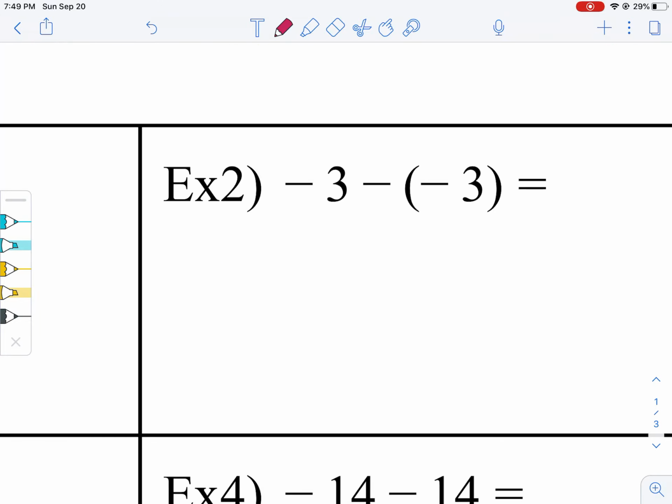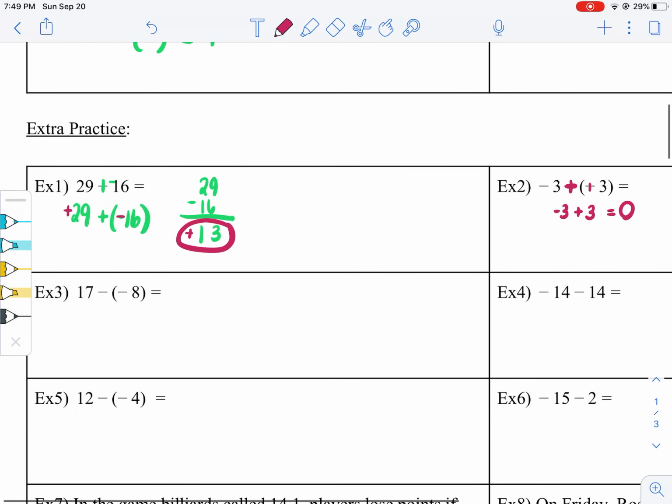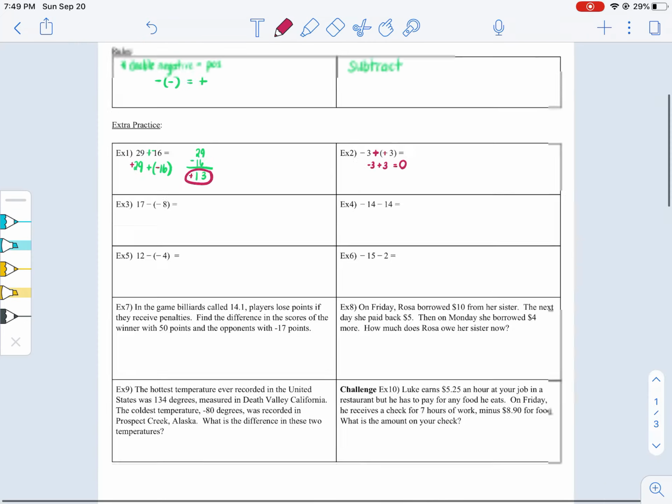That will also work here with our double negatives. We are subtracting a negative. We are taking a negative and subtracting a negative. So we can add the opposite by changing the subtraction sign to an addition sign and changing the second sign to its opposite, which is positive. So our new question is -3 plus 3. Now we are adding opposites here. -3 plus 3, which is 0. Okay.